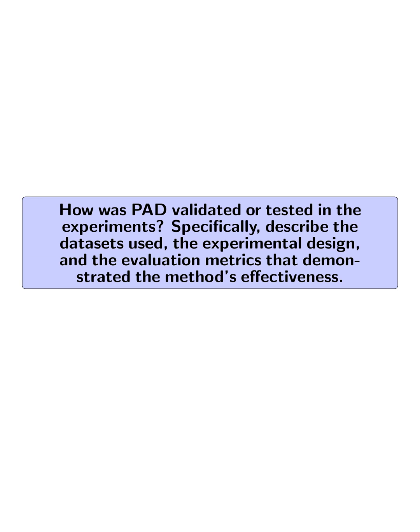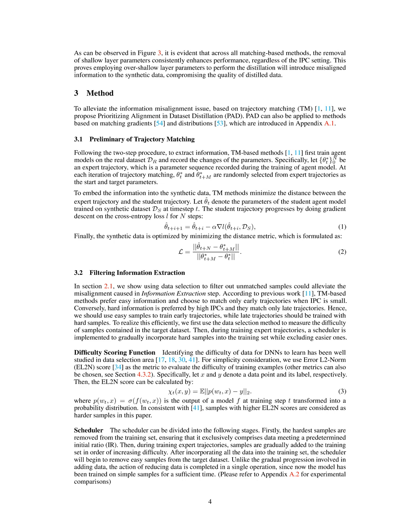How was PAD validated or tested in the experiments? Specifically, describe the datasets used, the experimental design, and the evaluation metrics that demonstrated the method's effectiveness. PAD was validated through comprehensive experiments conducted on widely recognized datasets, specifically CIFAR-10, CIFAR-100, and Tiny ImageNet. The experimental design involved comparing PAD against several prominent dataset distillation methods, categorized into matching-based approaches like DC, CAFE, and DATM, and kernel-based approaches such as KIP and FRePo.